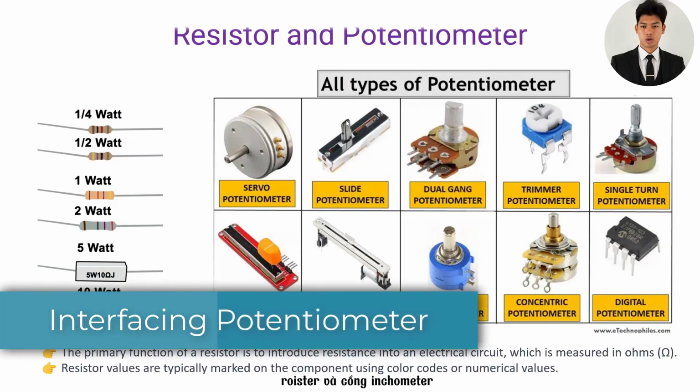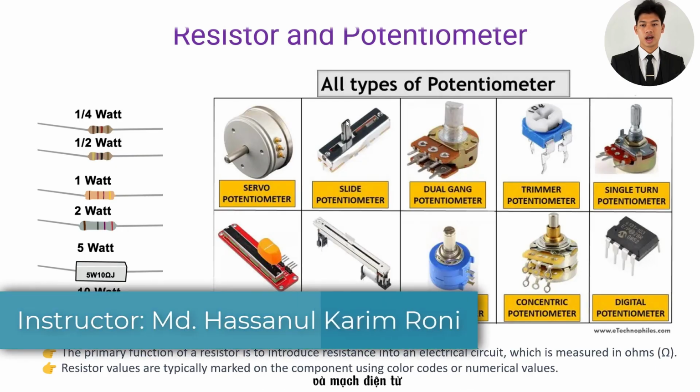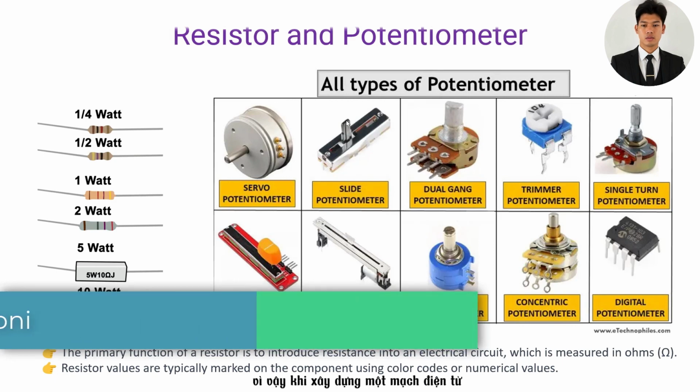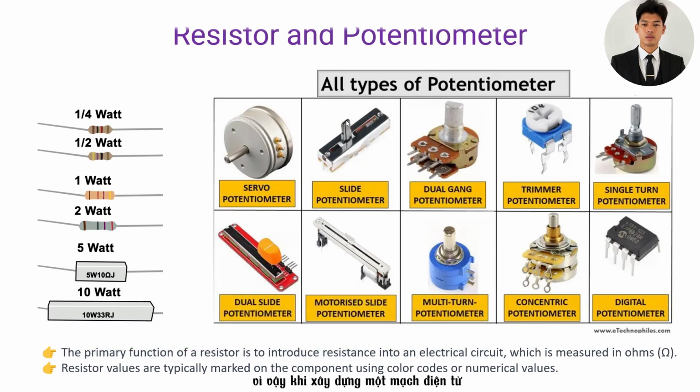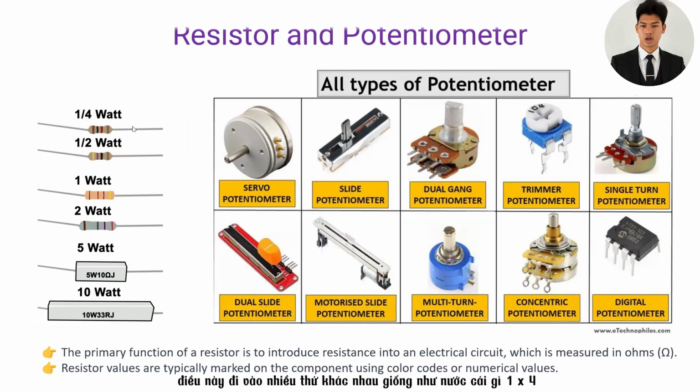Resistor and potentiometer. These two components are among the fundamental components of electrical and electronic circuits. So when building an electronic circuit, we may need a fixed resistance like this, a fixed resistor. This comes in various wattages, like 1/4 watt, half watt, 1 watt, 2 watt, 5 watt and 10 watt.